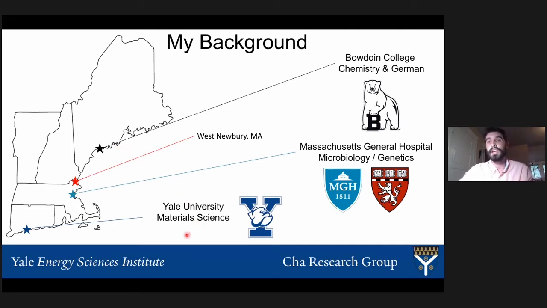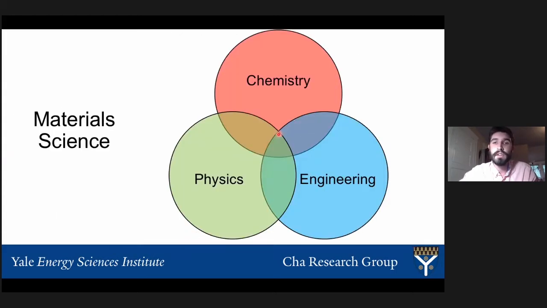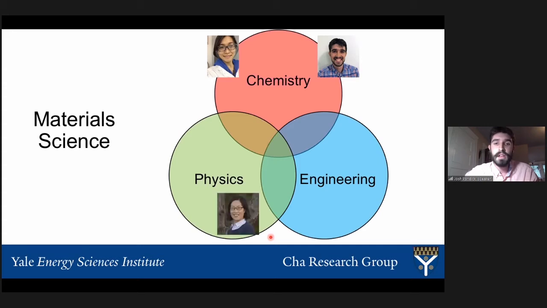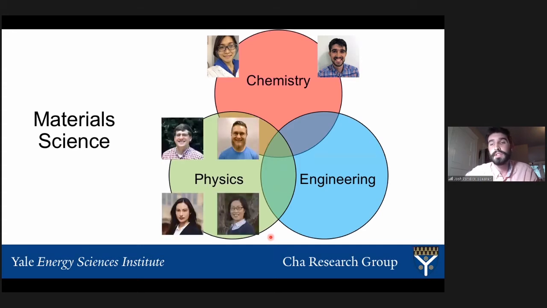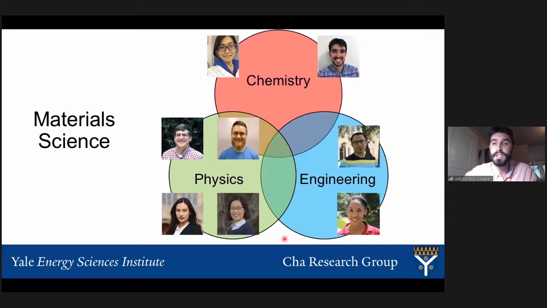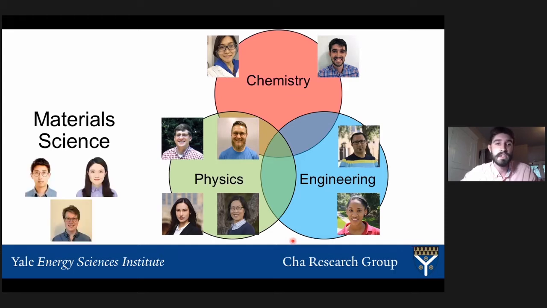So now I'm here at Yale, and I study materials science. You may not be familiar with materials science. It's a field that sits at the intersection between chemistry, physics, and engineering. To give you a sense of that, in my lab, I have a background in chemistry, and so does another one of our postdocs. My advisor and 3 other graduate students in the group all have a physics background. And then we also have a postdoc and a grad student who are trained as engineers, and 2 postdocs and a graduate student who are trained as materials scientists. So you can see just within our group how interdisciplinary this field really is.